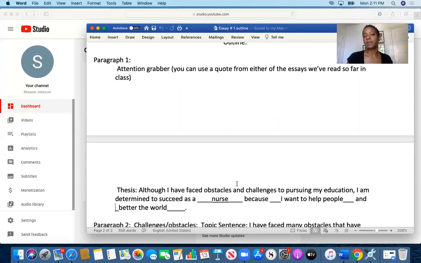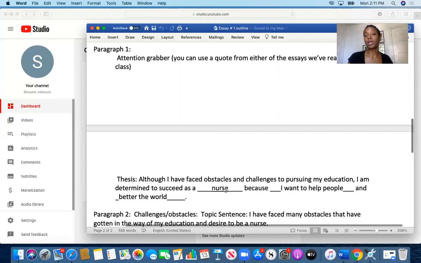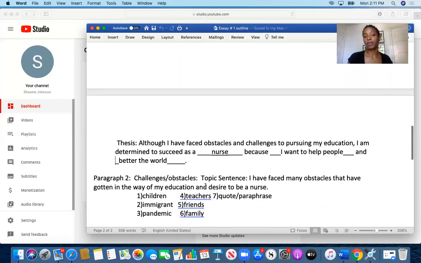Although I have faced obstacles and challenges to pursuing my education, I'm determined to succeed as a nurse because I want to help people and better the world. Fine, that's it. And so now I'm pulling it down. So here's my thesis, my second paragraph, right? And I'm just going in order of what's listed.